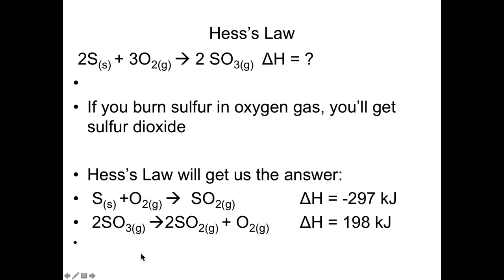So for any delta H problem, I'm going to have an equation that I want. This is my goal. And then I have to give you the half reactions to make that goal work. So you're going to manipulate these two bottom equations here until you get this equation here, and then that'll help us get the delta H.